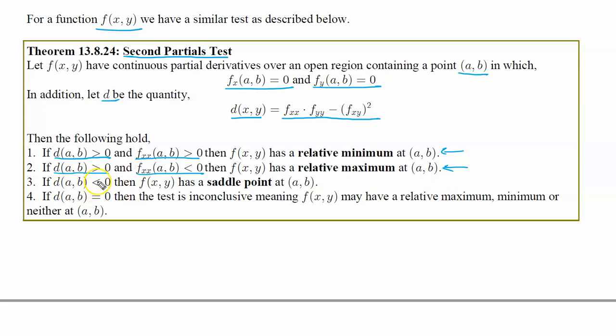If D of (a, b) is negative, then f of x has a saddle point at (a, b). And finally, if D of (a, b) is equal to 0, then just like with the second derivative test, the test is inconclusive in that case. You may have a maximum, minimum, or neither at the point (a, b). All right, so that's our second partials test.